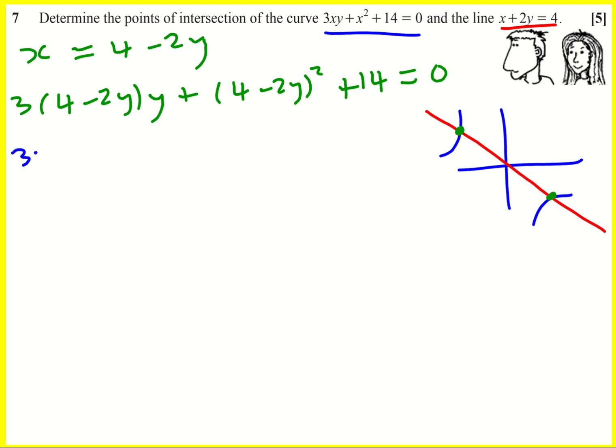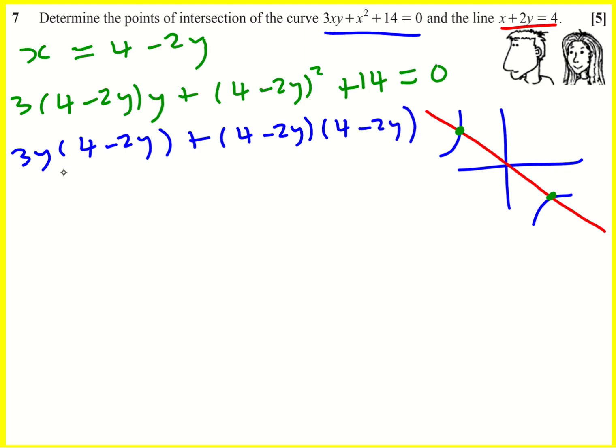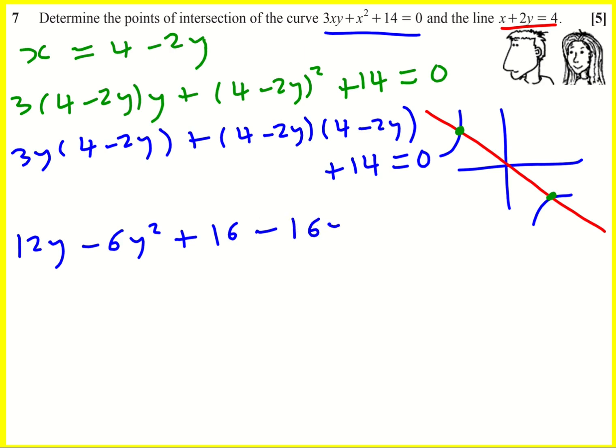Okay, I'm going to rewrite it as 3y times 4 minus 2y. I have to remember to multiply through by both of these. I'm going to do it in one go. And this one is going to be a double bracket. Okay, so next step is that it will become 12y minus 6y squared plus 16 minus 8y, so minus 16y plus 4y squared plus 14 equals 0.